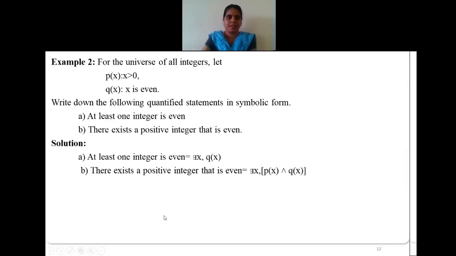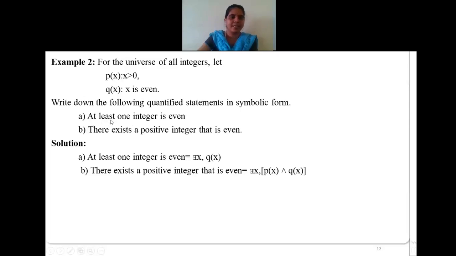The third one is: there exists x, P of x implies Q of x is logically equivalent to there exists x, negation of P of x or Q of x. These are some examples. Here, for the universe of all integers, that is, the domain is the set of all integers, P of x is x is greater than 0 and Q of x is x is an even number. Write down the quantified statement in symbolic form.